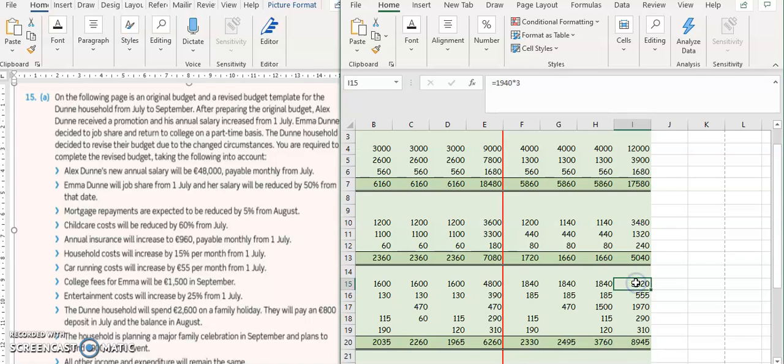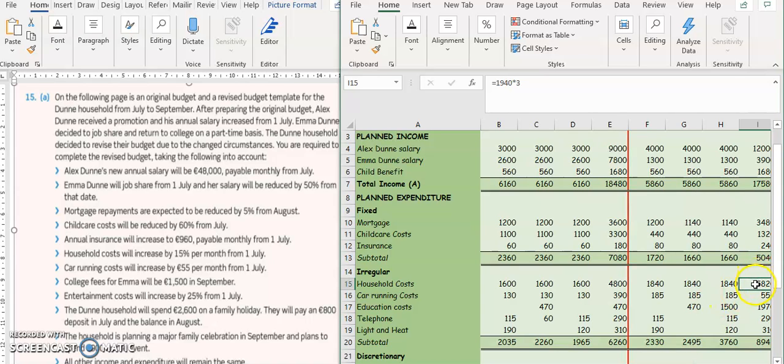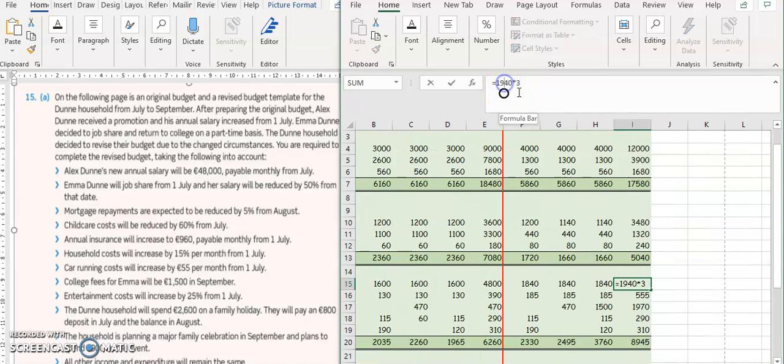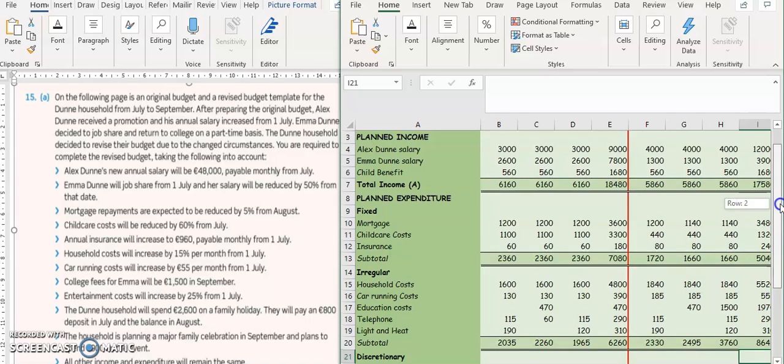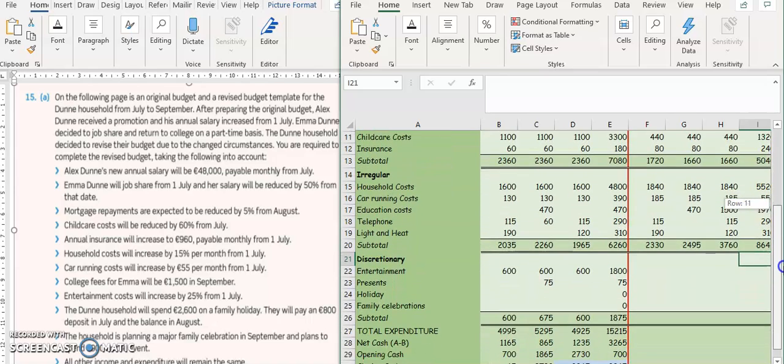8,945. So just looking back at my figures there, you might notice that the figures for my household costs are wrong because I had 1,900 instead of 1,840. So we need to change that to 8,646. Okay, so just need to be careful. I need to be careful with calculating the figures.